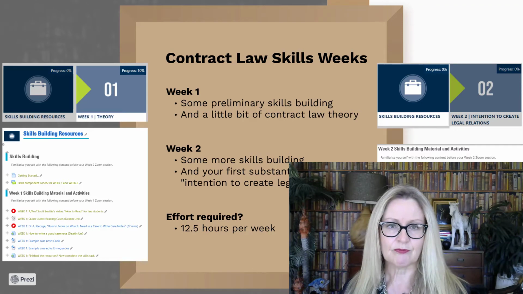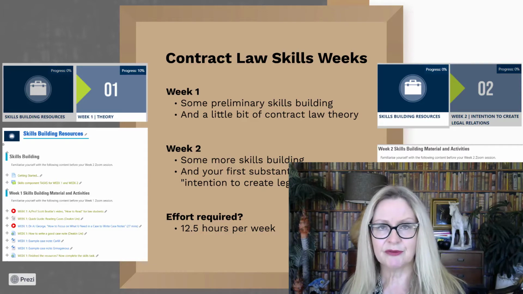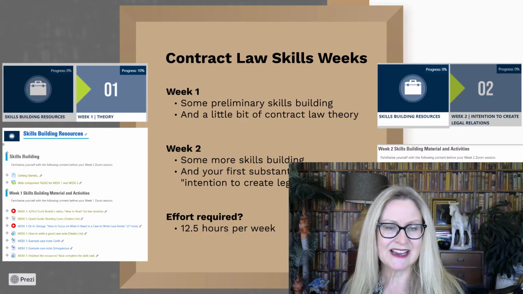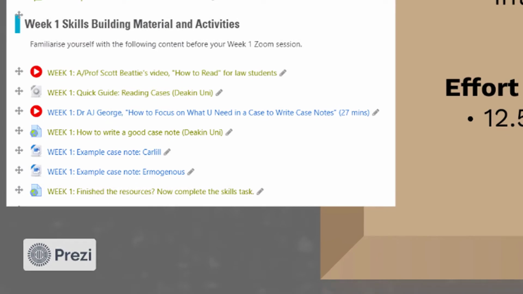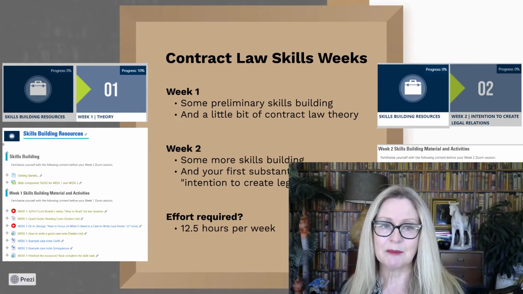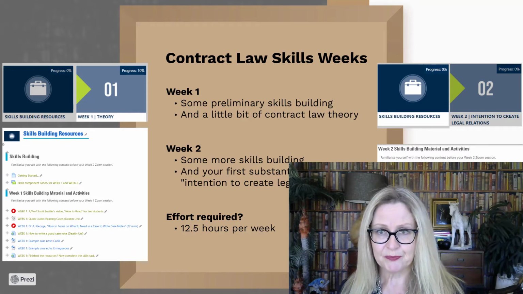At the end of the skills building work, you'll see at the very bottom there, there are some skills building tasks that you'll need to do before the first tutorial. And also when you click on the week 1 tile, there are some theory related tasks that you'll need to have done before the first tutorial, because we'll be discussing that stuff in the first tutorial.